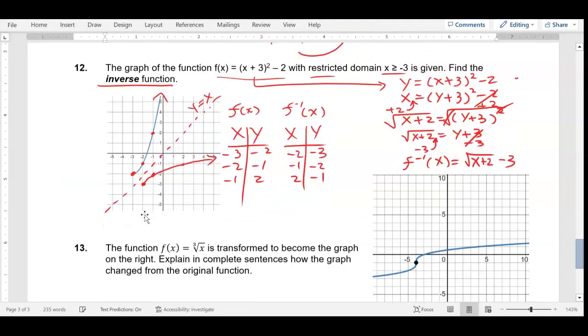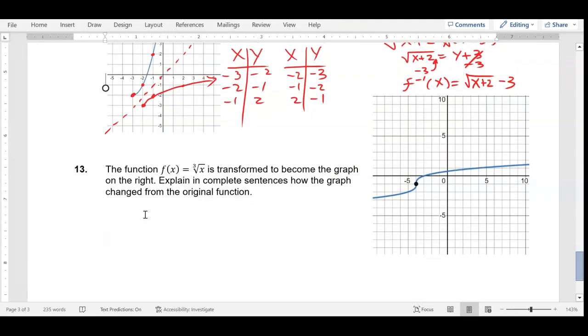Last one, number 13. The function cube root of x is transformed to become the graph to the right. Explain in complete sentences how the graph changed from the original function. So the original function is right here. It looks like it's moved left 4 and down 1. Now, if I just write that, that is not explaining in complete sentences.